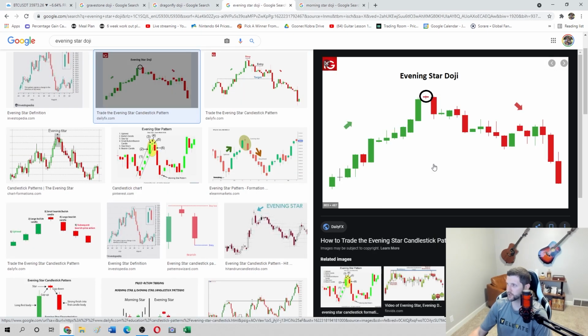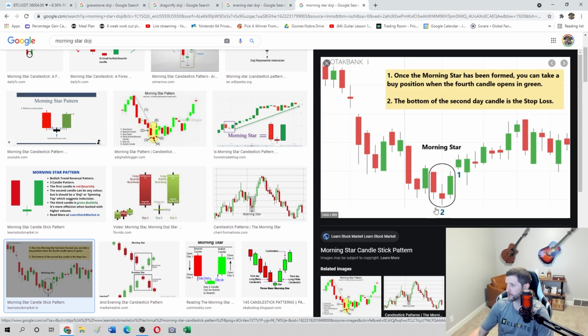Evening star doji is one of my favorites to trade. I like to see a big green candle followed by a doji or a rejection candle, and then another big bodied red candle here to see this play out, and then rejection on any of these retests up here at resistance. Now, I do like to see volume. I like to see a high volume red candle here. This one can be green or red, it doesn't really matter. You just want to see a small body there. But when you get a big green followed by an indecision candle and then a big red, it usually is an evening star, and you'll see some sort of pullback after that, more times than not.